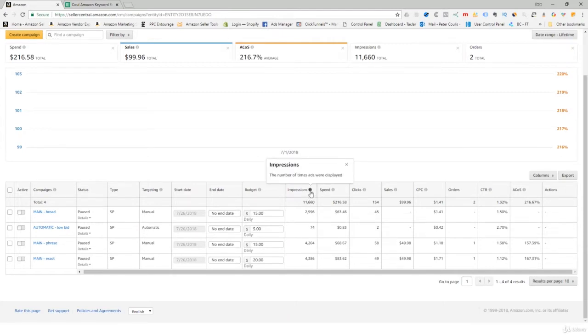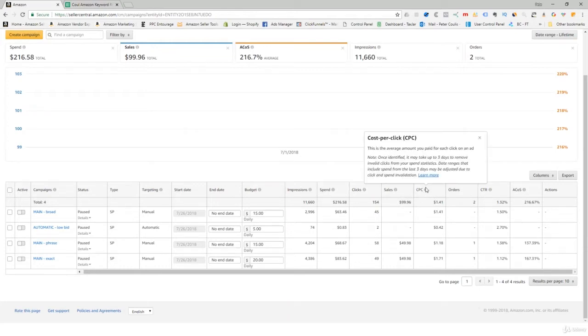Impressions is the number of times your ad was seen. Basically, the number of eyeballs that have seen your ad. A total of 11,660 eyeballs have seen these ads. I've spent $216. I've obtained 154 clicks. I have made $99 in sales. My average cost per click is $1.41. That's what CPC is.